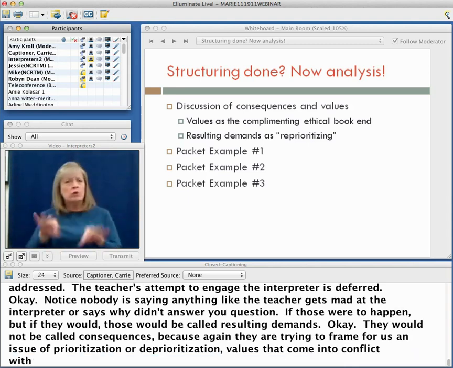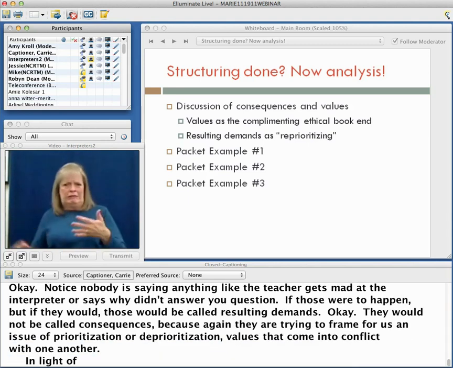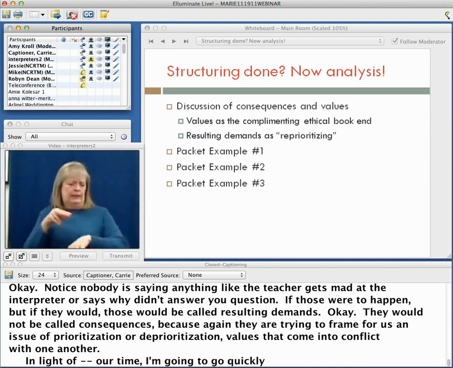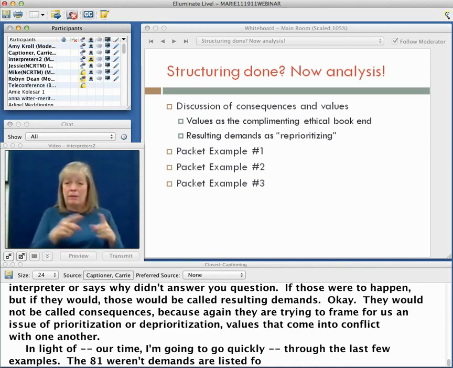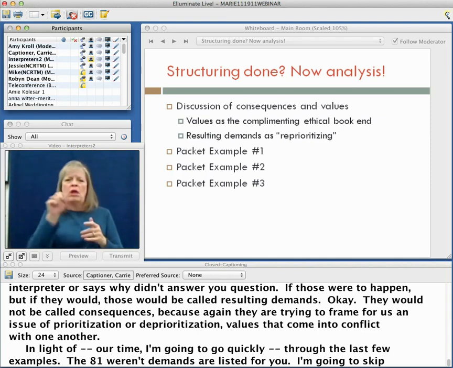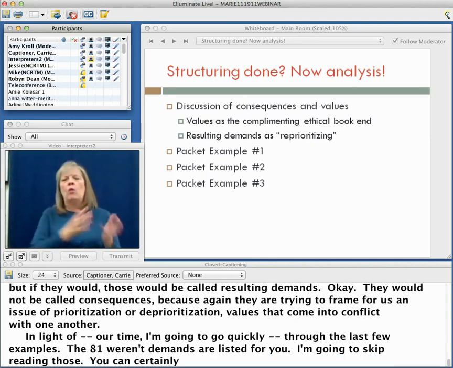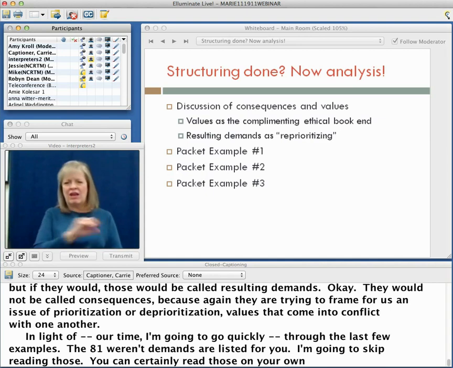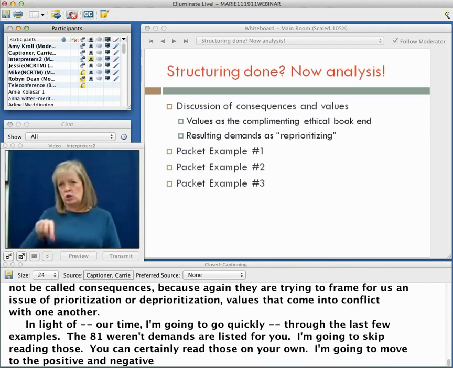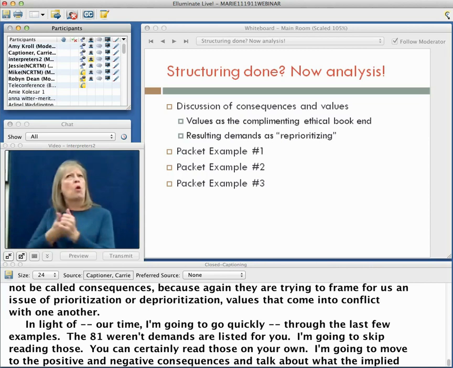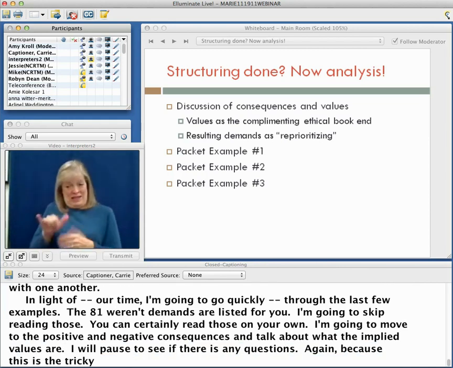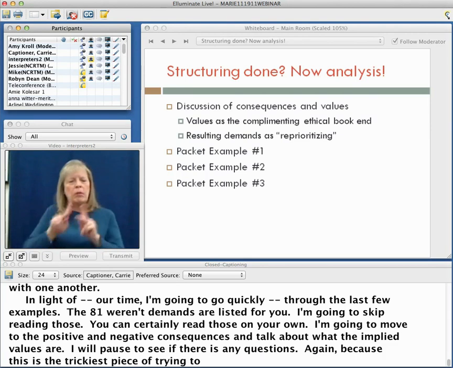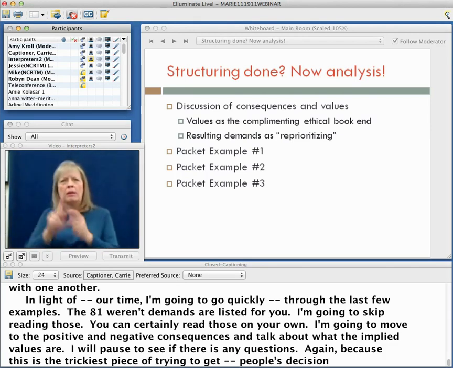In light of our time, I'm going to go quickly through the last few examples. The concurrent demands are listed for you, but I'm going to skip reading those. You can certainly read them on your own, and I'm going to move to the positive and negative consequences, and then talk about what the implied values are. And then I'll pause to see if there are any questions, because this is, again, the trickiest piece of trying to get people's decision-making brains to this place. Okay?